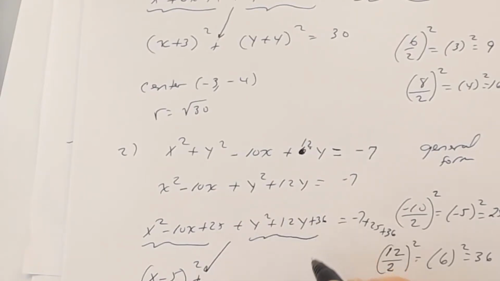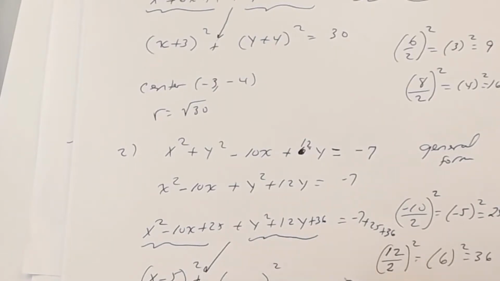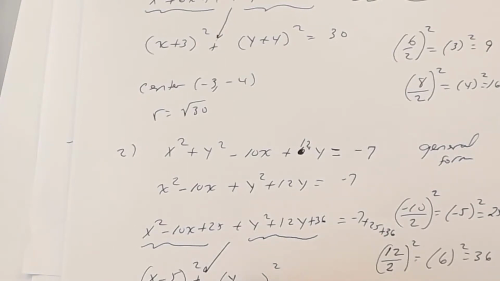Now this should be a perfect square trinomial, which means I can factor it as a binomial times itself. What is that binomial? Y plus 6, not y minus 6, y plus 6, right? Because the 12 is what sign? Positive. If you put y minus 6 and you were to FOIL it out, that would be y squared minus 12y. But what did I want? Plus 12y.